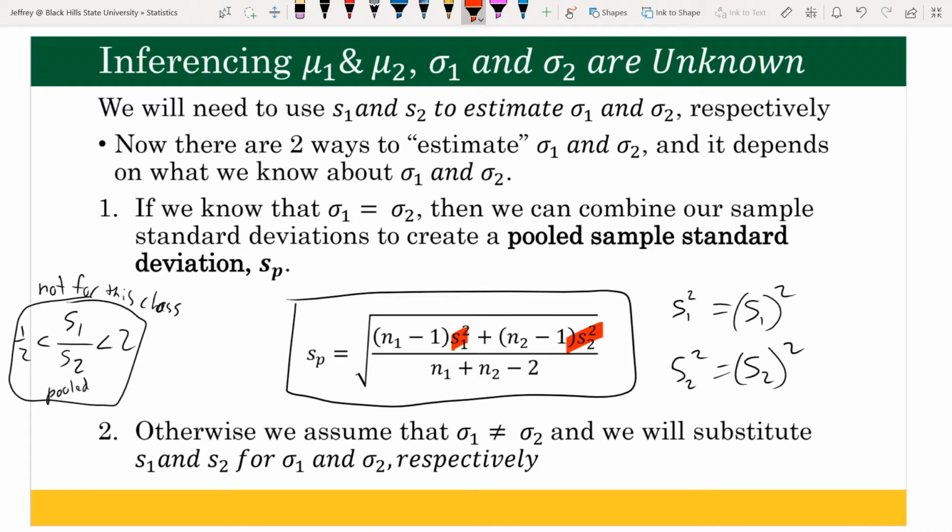Now, why does it make sense to pool them when it says that the standard deviations are similar? Well, we're basically trying to get a better estimate of what sigma 1 and sigma 2 are. So if sigma 1 equals sigma 2, we need some way of getting a better estimate of what those are. Since we have two samples, we can just average S1 and S2 together. That's actually what this formula is doing, averaging them based off of their sample sizes.